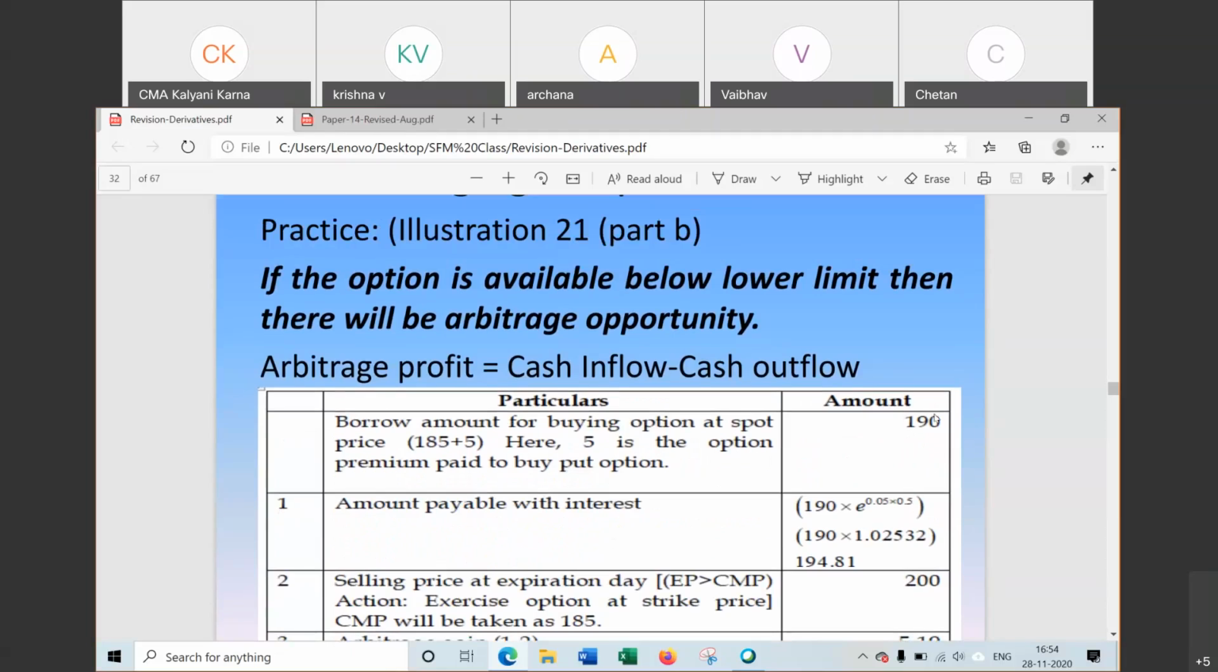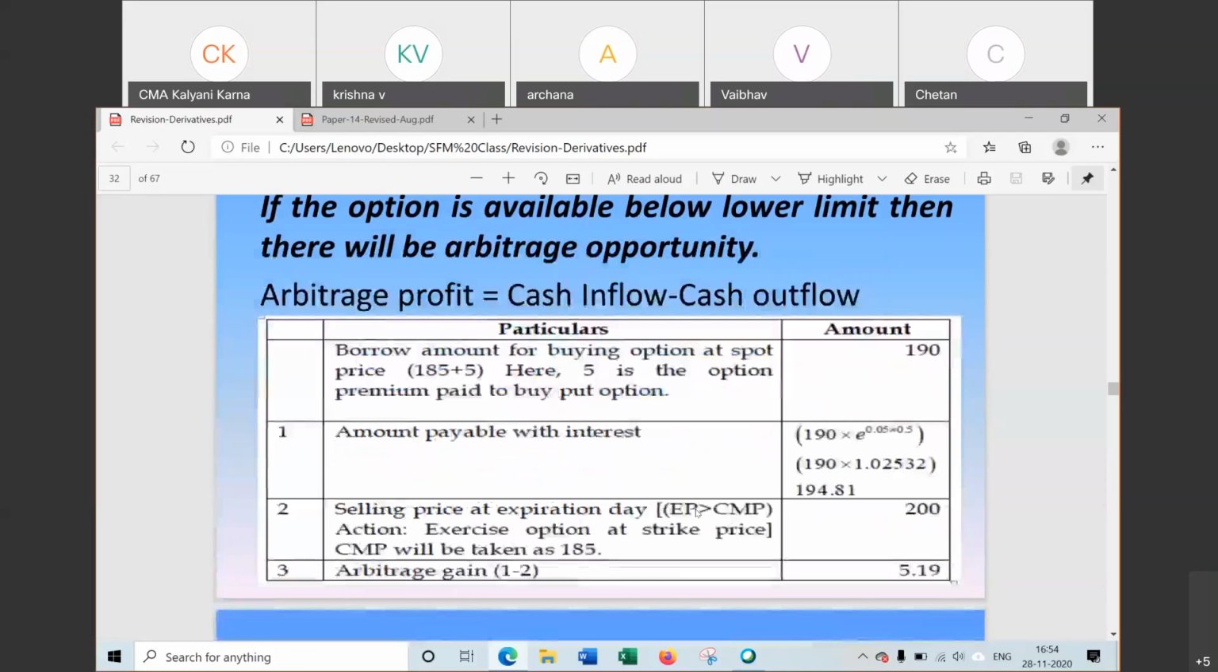190 loan is taken to buy the contract, and the interest on the loan amount is 5. And how 190, when you solve question 21, 190 is the spot price, plus 5 is the premium. So the total amount required to buy this one is 190, that is spot rate plus premium, and we have to find the interest payable on this one, that is the future value. 190 का आप direct future value find करें, or find the interest and find the value along with interest.